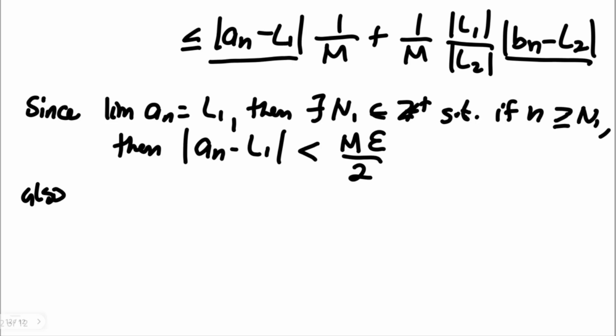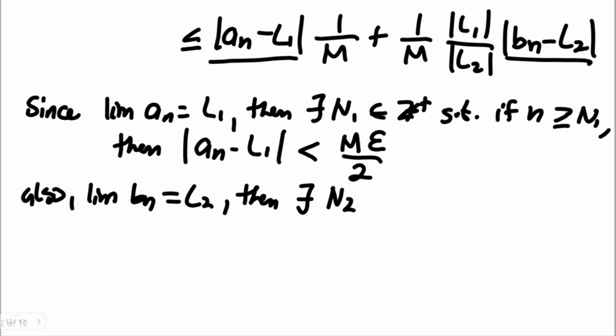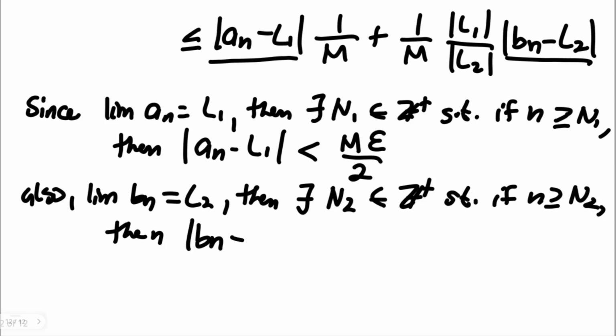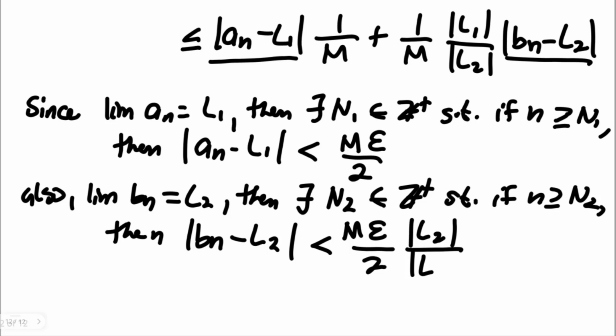And then also, since the limit of b sub n is equal to L sub 2, there exists n sub 2, an element of Z plus, such that if n is greater than or equal to n sub 2, then the absolute value of b sub n minus L sub 2 is less than... Again, we need over 2 to make sure that when added, it will become 1. We also need epsilon here, but what we need more is m, because we also have 1 over m, but we have the absolute value of L sub 2 over L sub 1. That's 1 here, so this would also be cancelled. Since L sub 1 and L sub 2 are exact because the sequences converge to those values, we simply need that. So take note of these two expressions.